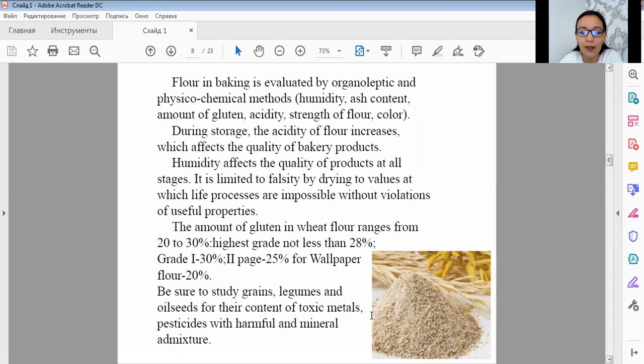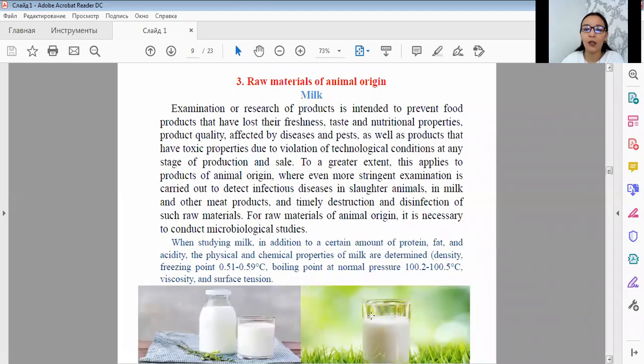And be sure to study grains, legumes, and oil seeds for their content of toxic metals, pesticides, and harmful and mineral admixtures. And in the next slide, I will talk about raw materials of animal origin, about milk.